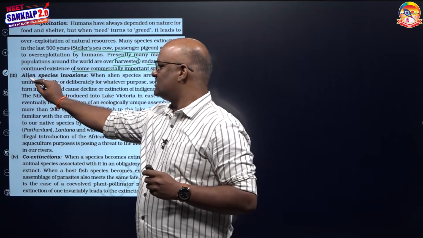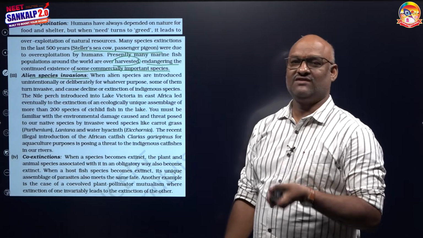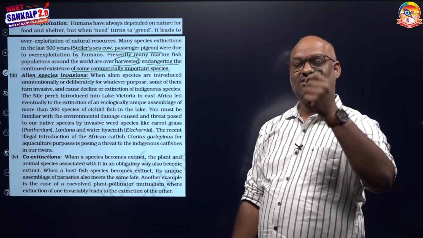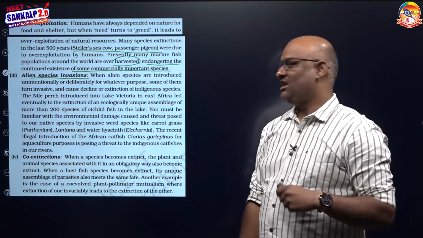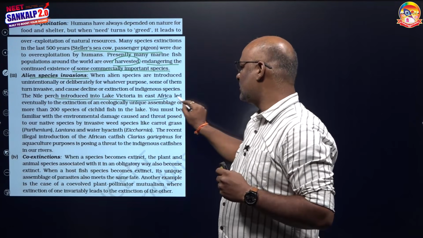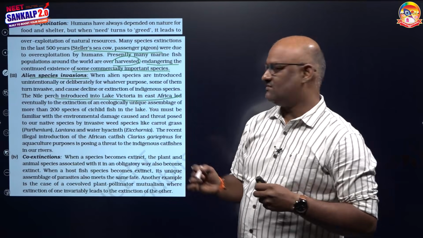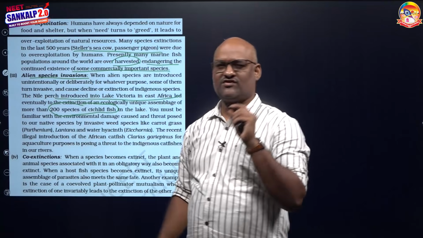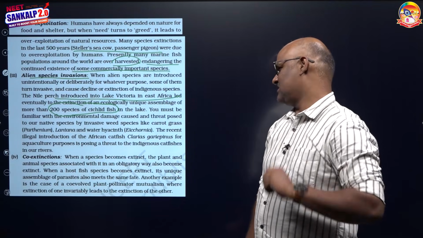Alien species invasions: aliens are nothing but foreign species. If they enter a particular area, they may cause other species to be eliminated. For example, in Lake Victoria, the Nile perch, a large fish, was introduced, which led to the elimination of 200 species of small, colorful cichlid fishes.